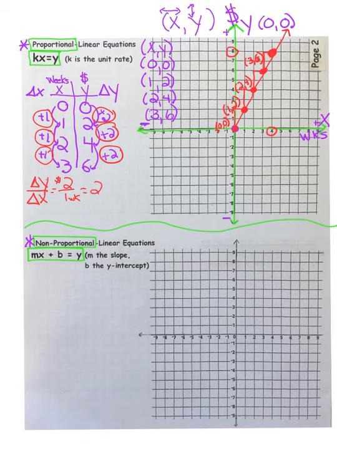The equation that we could write for this particular problem would be this: 2 times x, the number of weeks, equals y, the total amount of money. Obviously, this is a proportional relationship. Just by looking at the graph, you can see that we start at 0, 0, and our line is straight.